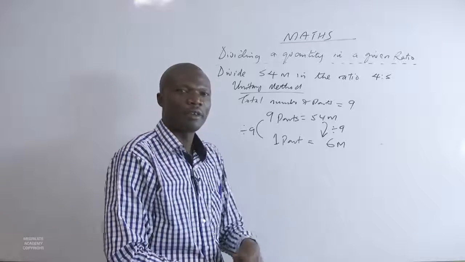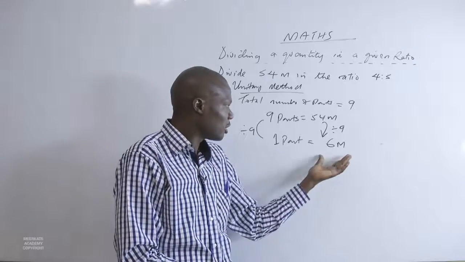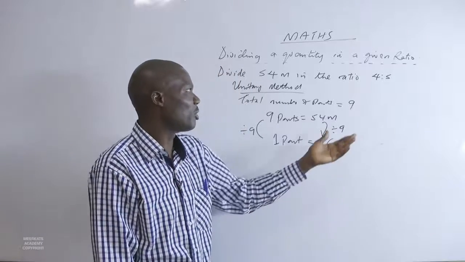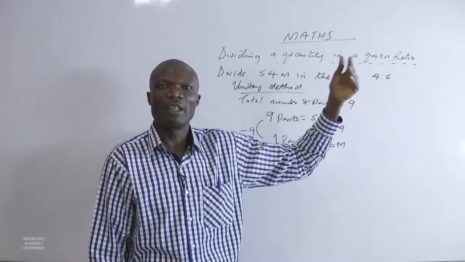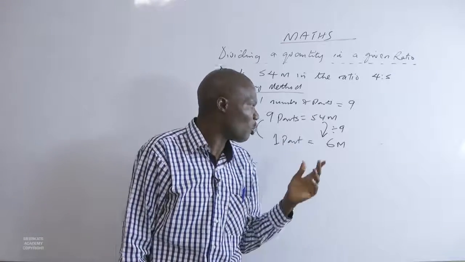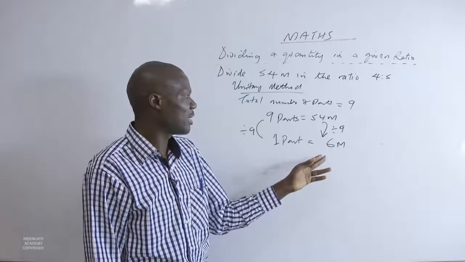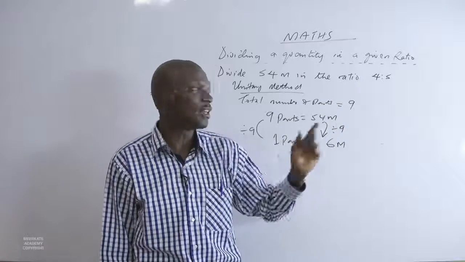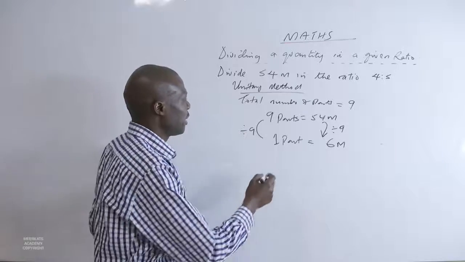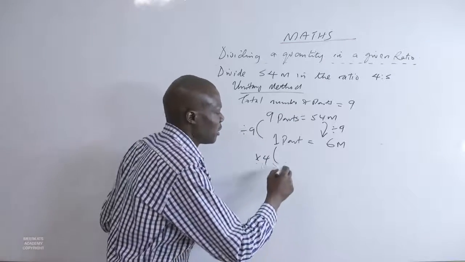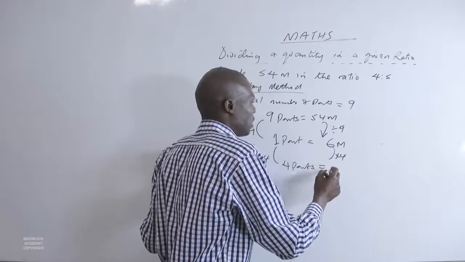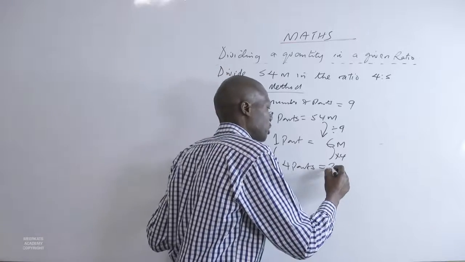So then, here we are. Unitary method: 1 part, 6 meters. 9 parts, 54 meters. And then somebody will ask you, what about the parts we have here? The number of parts, as long as you have 1 part, the rest you only multiply by the number of parts. 1 part is 6 meters. So how about 4 parts, and how about 5 parts? For 4 parts, I multiply by 4, which forms my first side, and 6 multiplied by 4 is 24 meters.